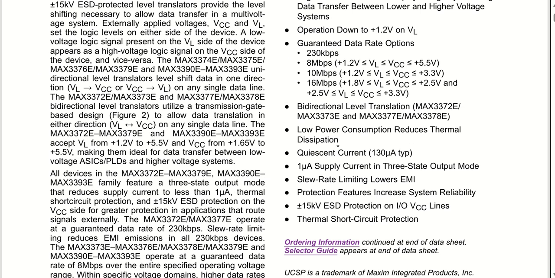Now it has different speeds. So you can see we have 230 kbps, then 8 Mbps, then we have 10 Mbps and 16 Mbps. So there are various options that are available. Which one you want to use, based on the cost and requirement, you can utilize.